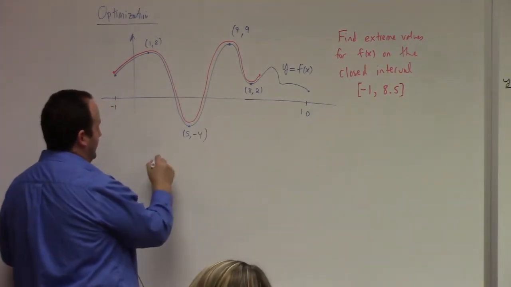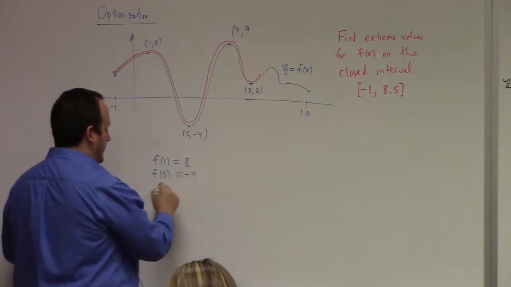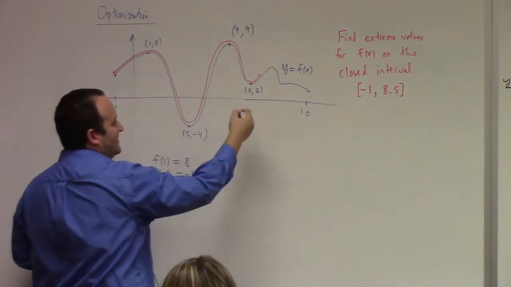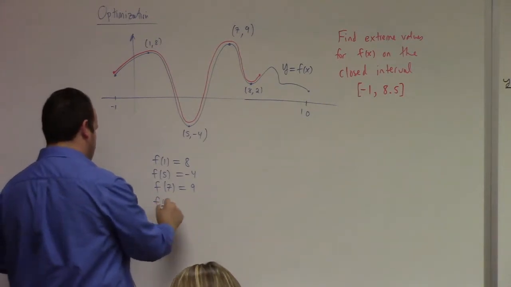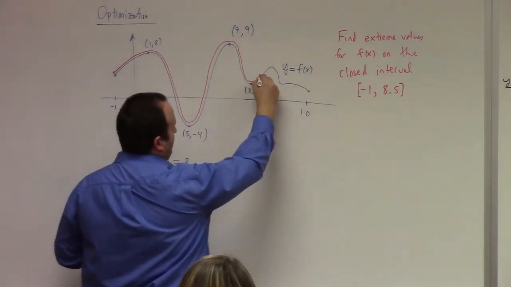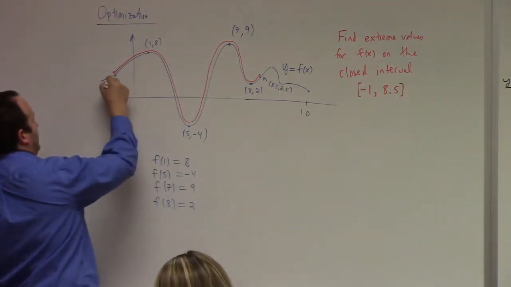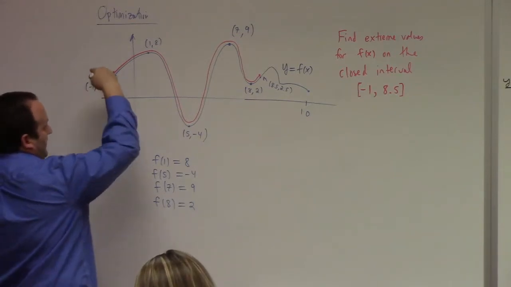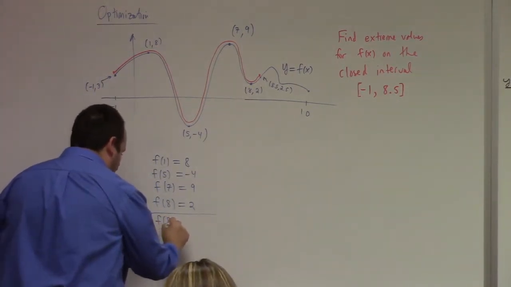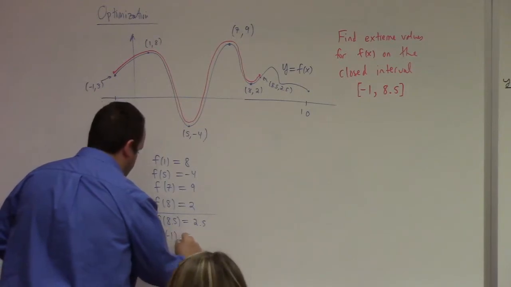So this picture tells me f of 1 is equal to 8. f of 5 is -4. f of 7 is 9. f of 8 is 2. And then there's something else I should tell you about. Let's suppose that this point's also given. That's 8.5, 2.5. And this point I also should tell you is -1, 3. So these ones are special. f of 8.5 is equal to 2.5, and f of -1 is equal to 3.